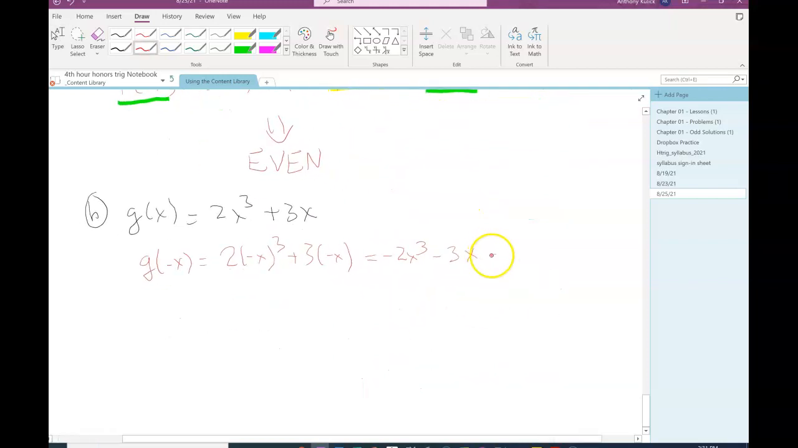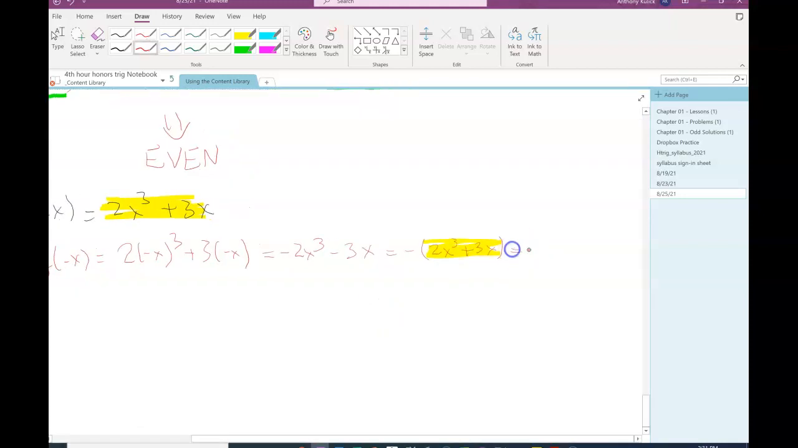And I notice there that if I factor a negative sign out, this piece here is my g of x, right? So this is negative g of x, which tells me it's odd.